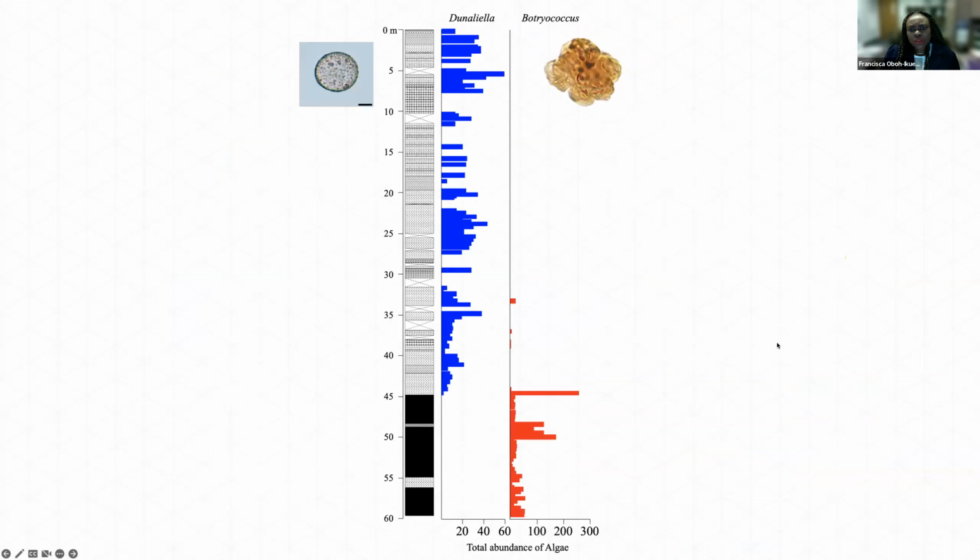So the most profound finding here, I would say, was finding an extremophile called Dunaliella. This is a green alga, which is only found in very extreme environments. We found Dunaliella above 40 meters in the sediment. Botryococcus was below, which we know is freshwater to brackish. Dunaliella is found only in extremely arid and hypersaline environments. So this told us that we're up to something.